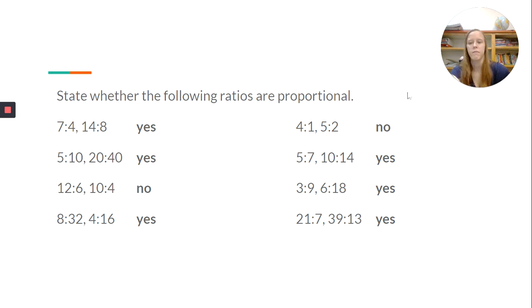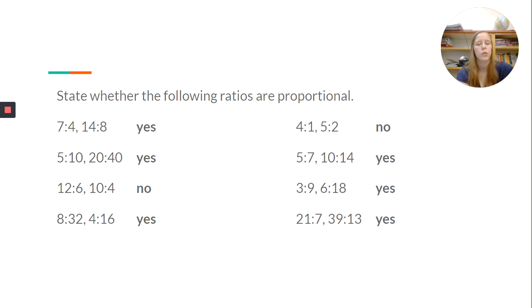So the first one we already said was yes. The next one is also yes. 5 times 4 is 20. 10 times 4 is 20. The next one is no. You cannot get from 12 to 10 and 6 to 4. The next one is yes. 8 divided by 2 is 4. 32 divided by 2 is 16.